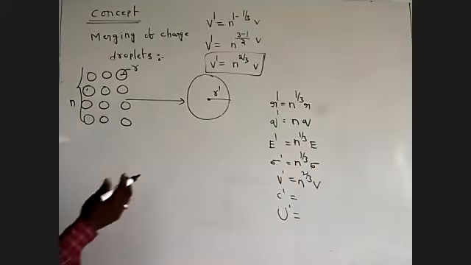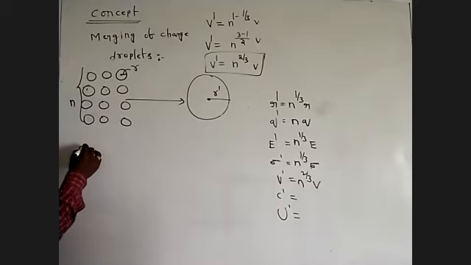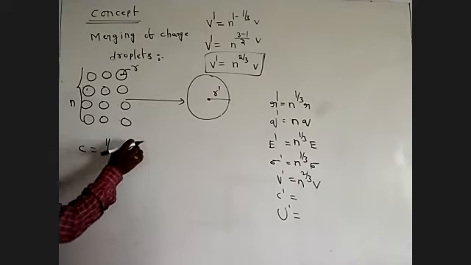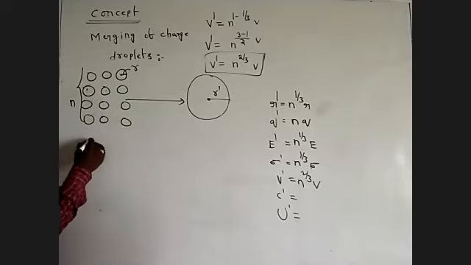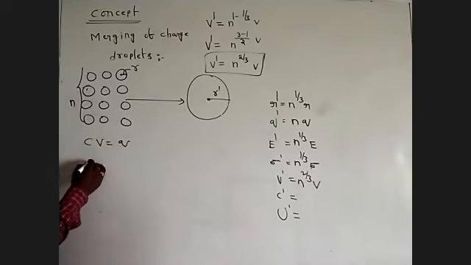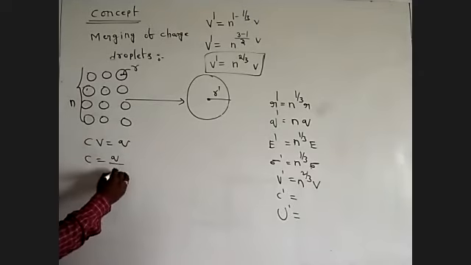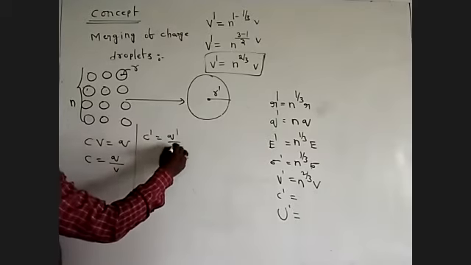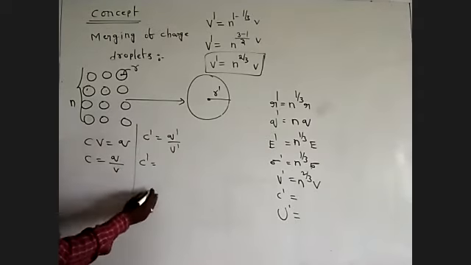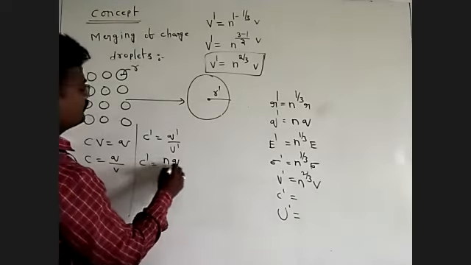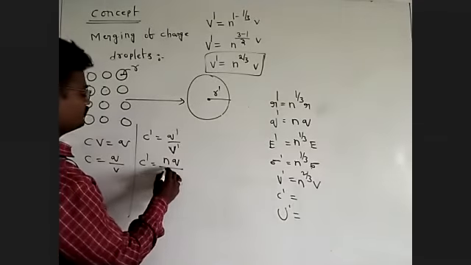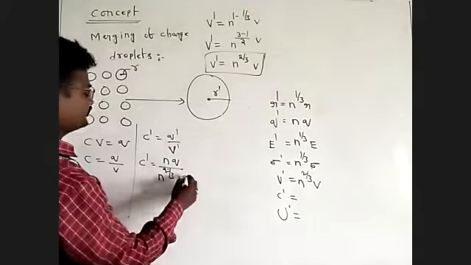Next is C dash. What is C dash? Capacitance. C is equal to Q by V, the general formula. For this one, C dash, V dash, Q dash. C dash is equal to Q dash by V dash, where Q dash is N Q and V dash is N power of 2 by 3 times V.